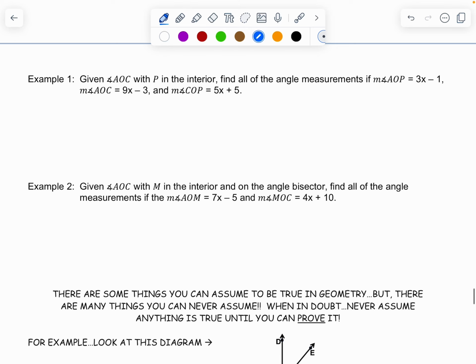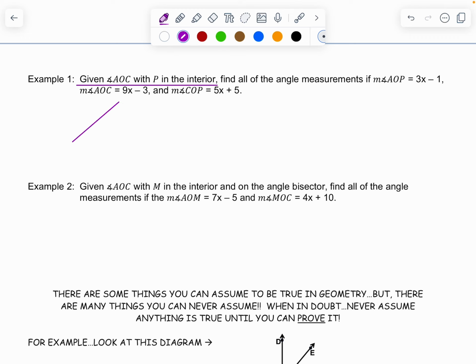We're going to do two quick examples here. You'll notice in these two examples that there is no diagram. So of course you should be drawing the diagram and reading very carefully to make sure your diagram is accurate, right? So here we go. Given angle AOC with P in the interior. Stop. I'm not even going to read the rest of it. I'm just going to draw that right now.